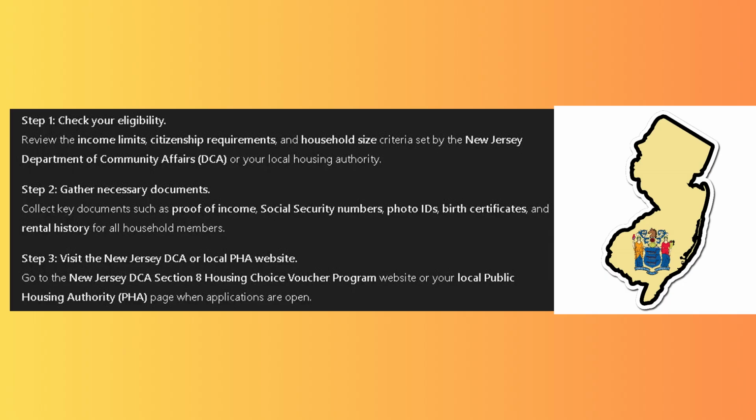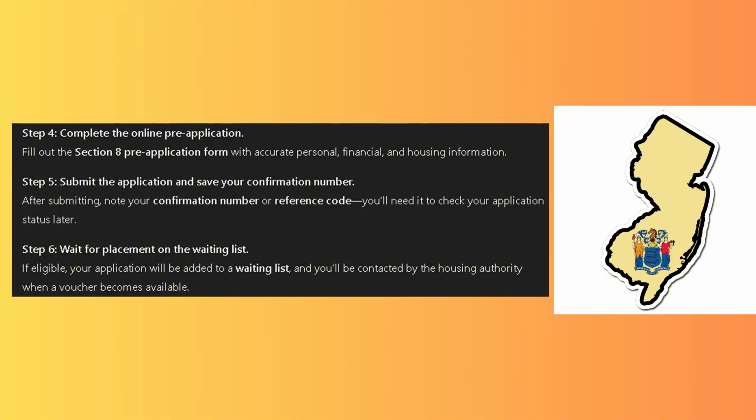Visit the New Jersey DCA or local website. Go to the New Jersey DCA Section 8 Housing Voucher Program or the local Housing Authority, PHA, website to apply. Complete the online pre-application. Fill out the Section 8 pre-application form with your accurate personal, financial and housing information.